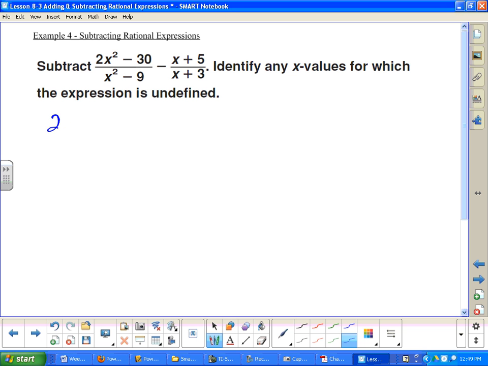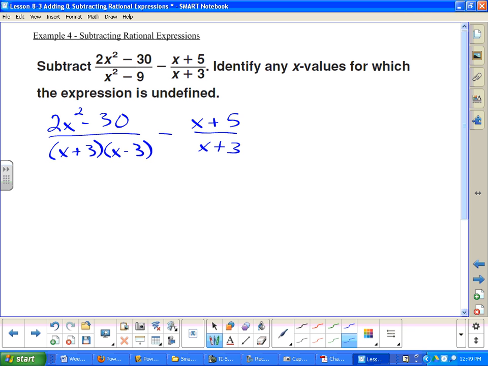So first of all, we'll factor them. Okay, x squared minus 9 is x plus 3 times the quantity x minus 3. So we look at our two denominators. What does one denominator have that the other one doesn't have? Okay, x minus 3. So that means I've got to multiply by x minus 3 over x minus 3.